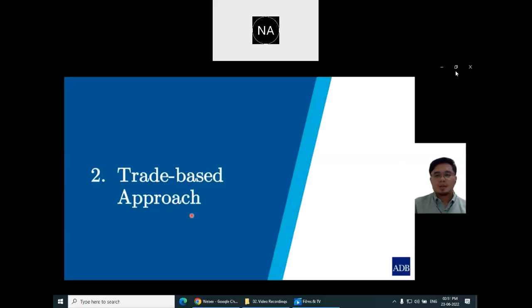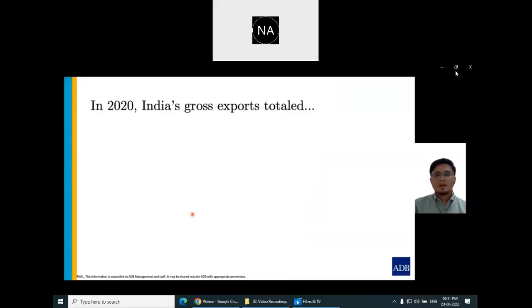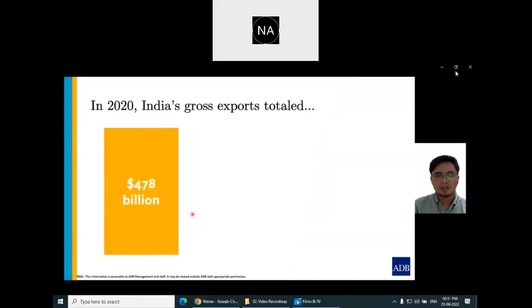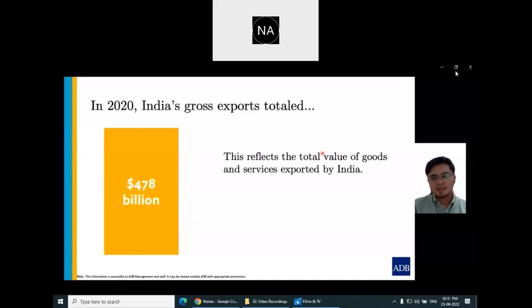Now let's move on to the other approach in calculating the GBC participation rate. This time we consider the trade-based approach. Also in 2020, India's gross exports totaled 478 billion US dollars. Now this reflects the value of goods and services exported by India. We can also slice up this figure like before.